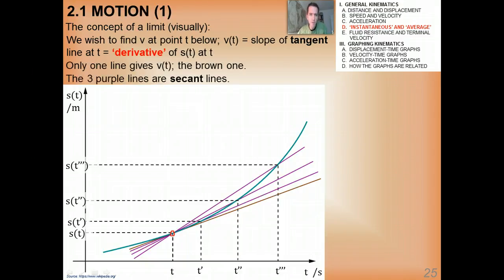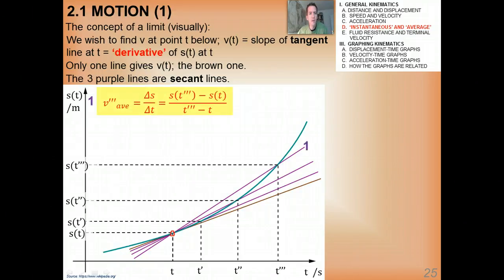Now, there's only one line that gives v of t, and that's the brown one. Remember, we're asked to find the speed at this exact time t right here. There's only one tangent line shown here, and that's the brown one that gives that. The other three are not tangent lines, they're secant lines because they intersect the curve in 2 points. The brown line only intersects the curve in 1 point, which is the point that we are interested in.